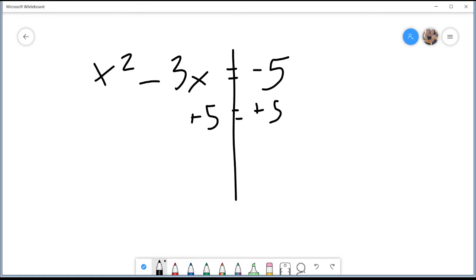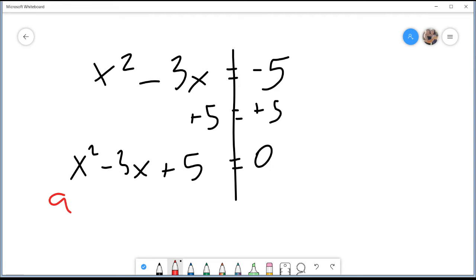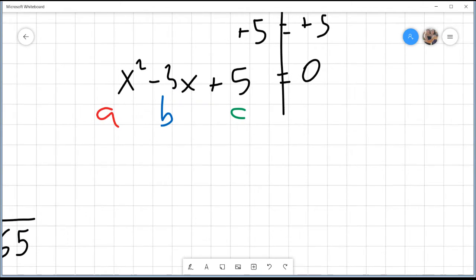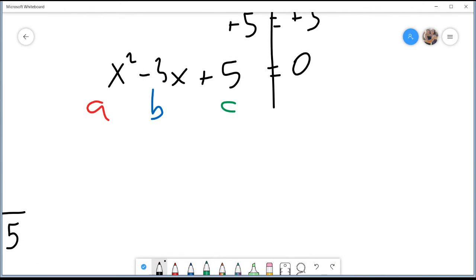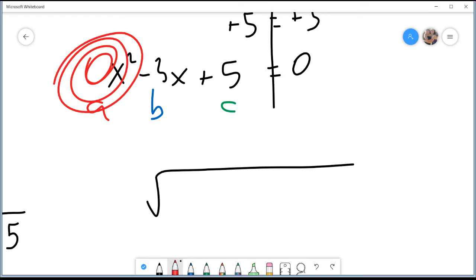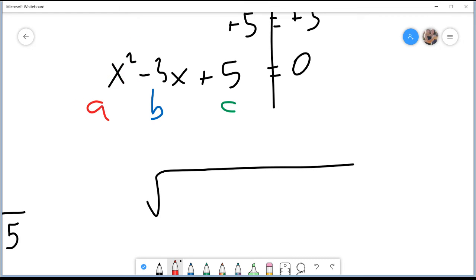And I'm going to get x squared minus 3x plus 5 equals 0. Now it's much easier to see what our A, B, and C are. This one's a little bit different in the sense that we don't see immediately what A is. There's nothing here. But does that mean there's nothing? No. It means there's a secret 1. 1 times x squared is x squared.